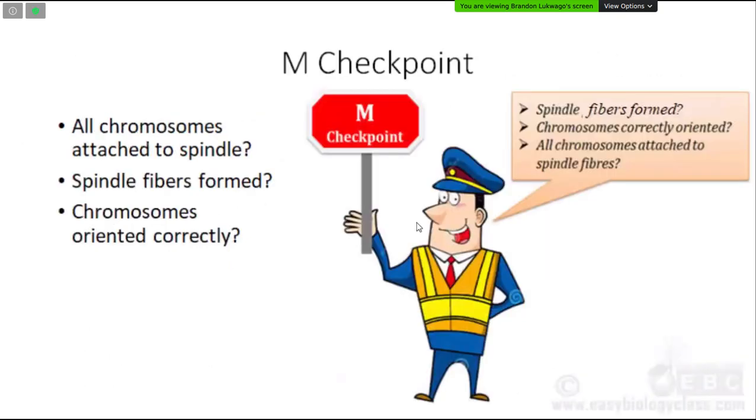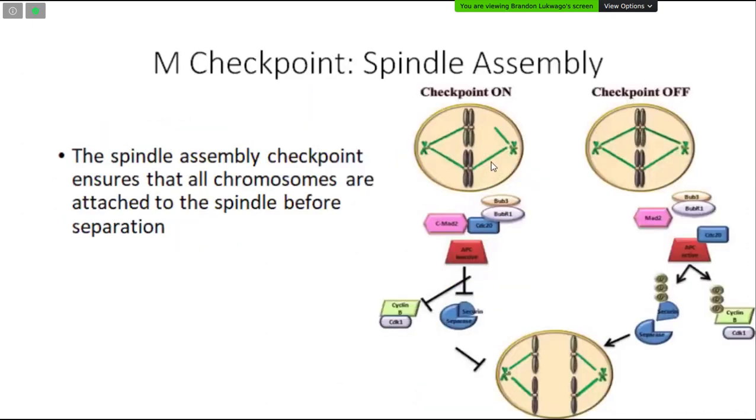The last and final major checkpoint is the M checkpoint. In this checkpoint, we're seeing if all the chromosomes are attached to the spindle, if spindle fibers have formed, and if the chromosomes are oriented correctly. So the major thing in this checkpoint is spindle assembly.